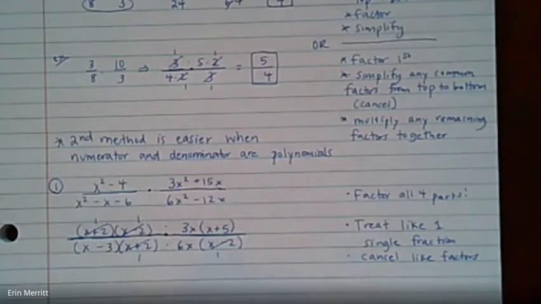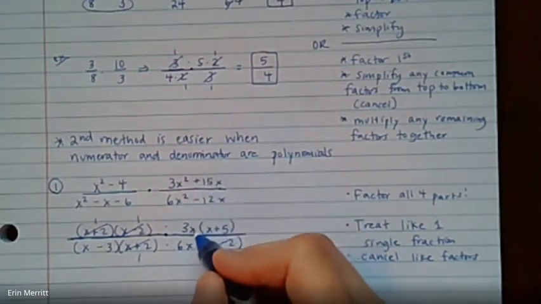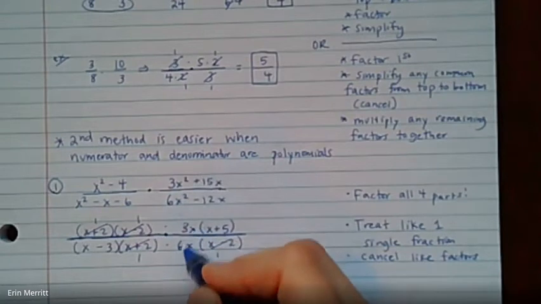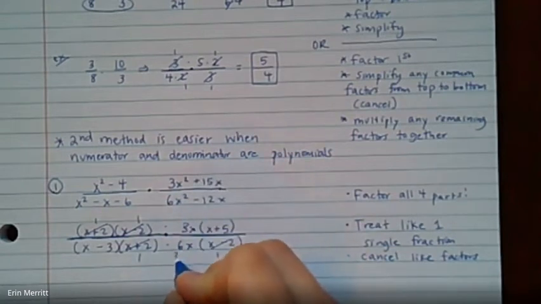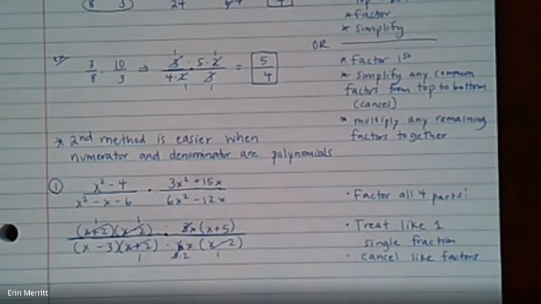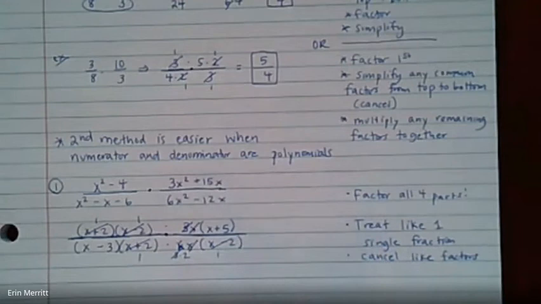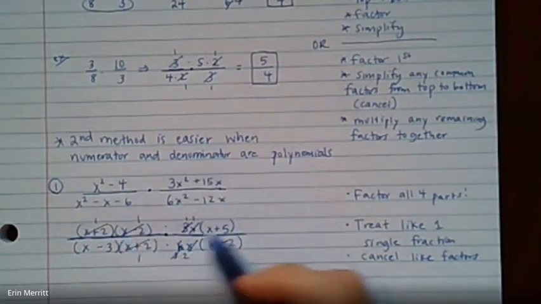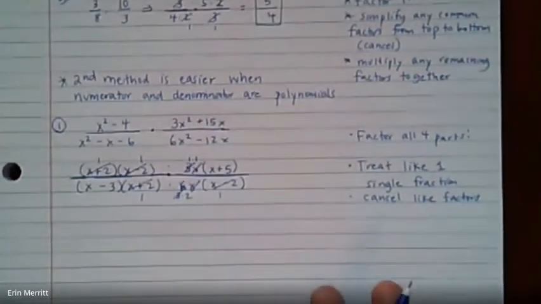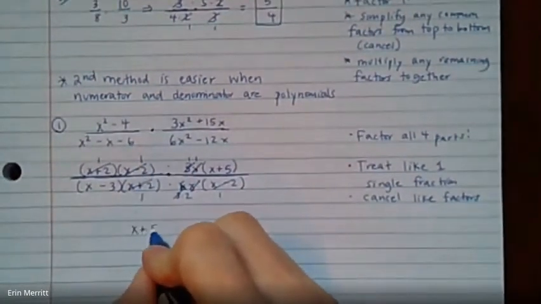See you later. In the top, we have a 3 and a 6. So that 6 we know can be broken into 3 times 2, and so we can cancel a 3 there. X divided by x, those are going to go. That's a common factor. So when we look, all we're left with in the numerator is just that x plus 5 times a bunch of ones. So really just x plus 5.